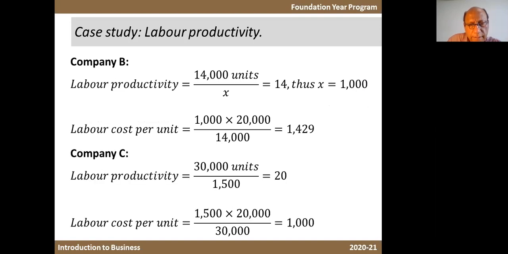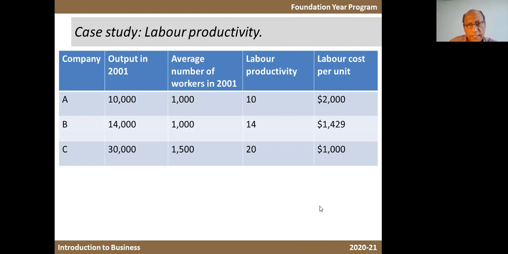And company C labor productivity: 30,000 total units divided by number of employees, which is 1,500, which is 20. So 20 units per single employee. So labor cost: total number of employees, which is 1,500, multiplied by $20,000, which is 1 year salary, divided by 30,000 units. If you do this, it is $1,000 per employee.